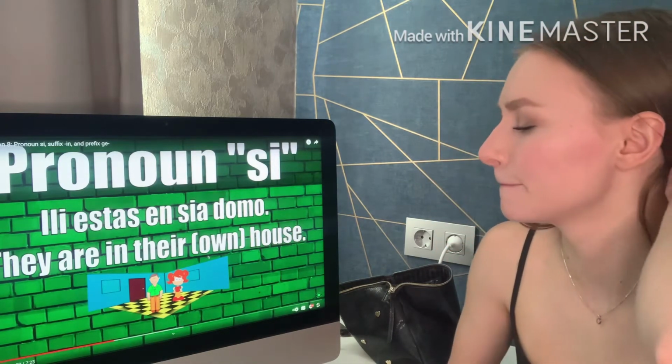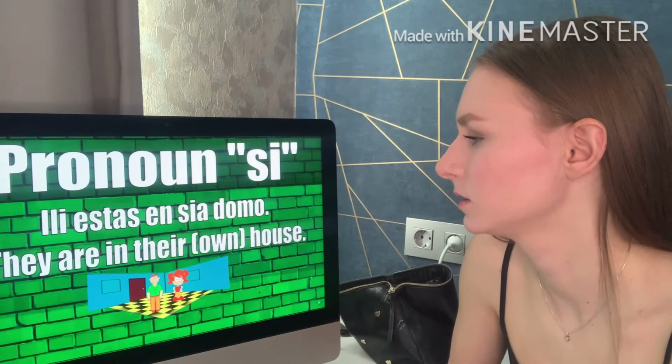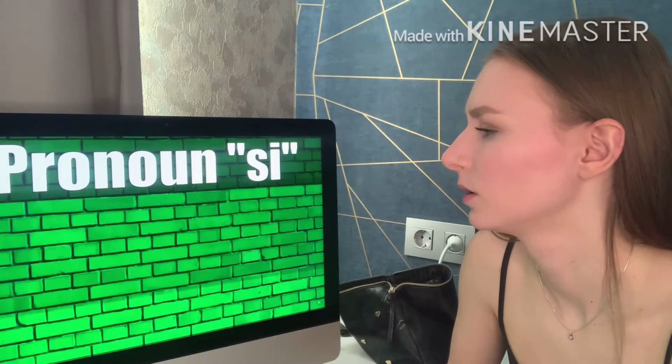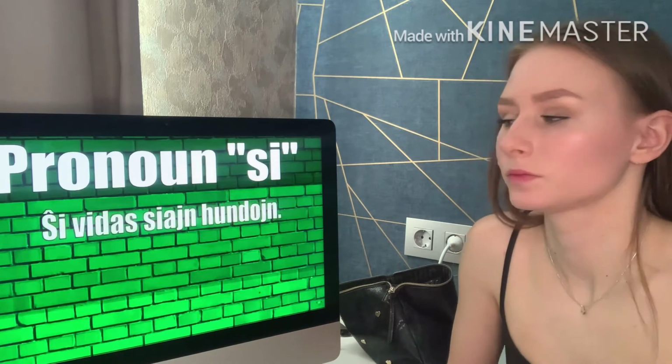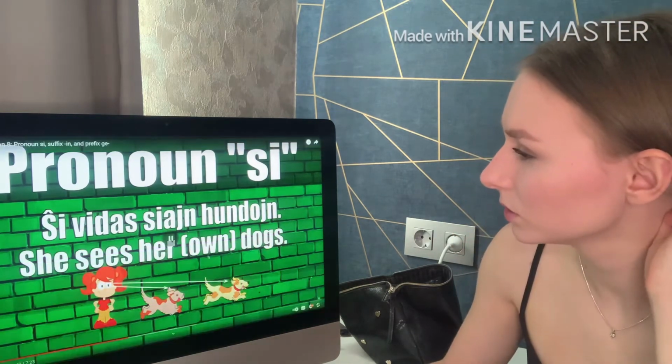If we said ili estas en ilia domo, that would mean they are in their house, but they would be in the house of other people, not their own house. And the last example with si is ŝi vidas siajn hundojn.